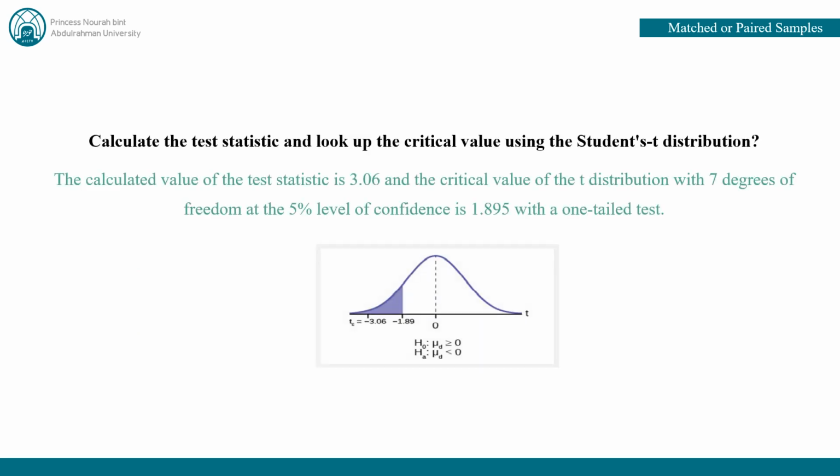And we can see here calculating the test statistic and looking up the critical value using the Student distribution. The calculated value of the test statistic is 3.06 and the critical value of the t distribution with 7 degrees of freedom at the 5% level is equal to 1.895 with a one-tail test.